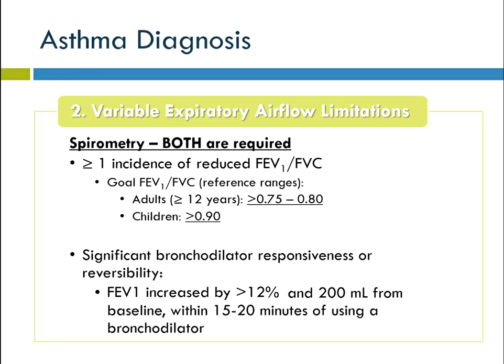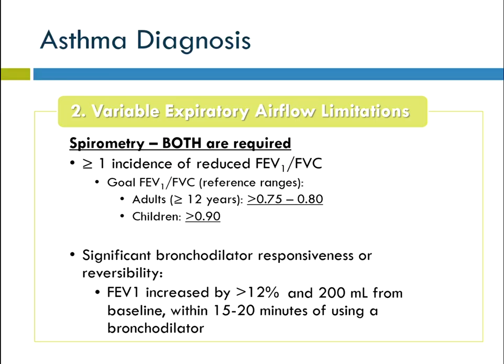So having at least 1 incidence of a reduced FEV1 FVC. Definitions on the next slide. Right now, you just need to know a reduced spirometry at least once. So the goal is for children, 0.9 and up is normal. And as we classify adults as 12 and up. Think about treatment, it's 12 and up. Think about medication therapy, it's 12 and up. When you think about children, we're thinking 11 and younger. Okay? For adults, 0.75 or greater. Reference ranges will be used.